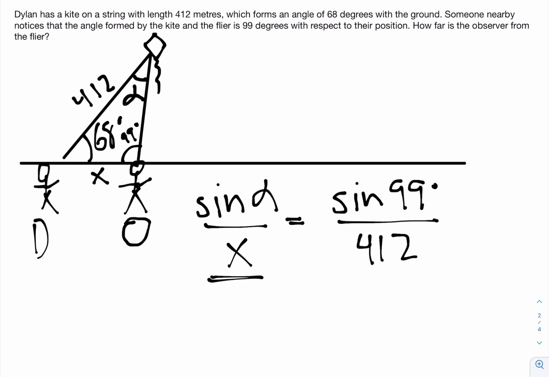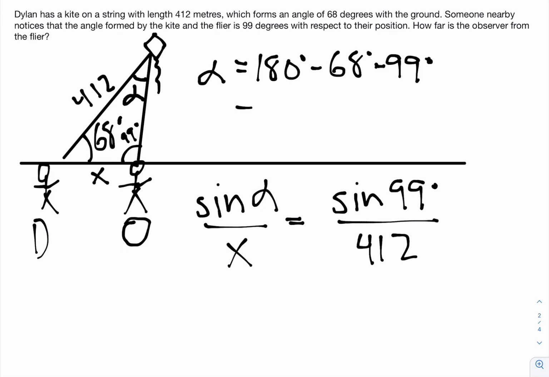X is what we're trying to solve for, so that must mean that we have a way to figure out alpha. Well, notice how we already have two of the angles inside the triangle. And triangles all add to 180 degrees. So if we want this unknown angle alpha, we take 180 degrees and we just subtract the other two angles we already know. Okay, so alpha is going to be 180 minus 68 minus 99, so that's going to be 13 degrees. Okay, so 13 degrees, that's alpha. So where I see alpha, I'm just going to write 13 degrees.